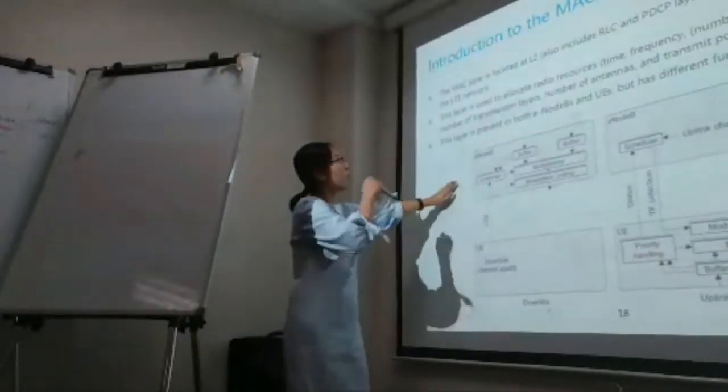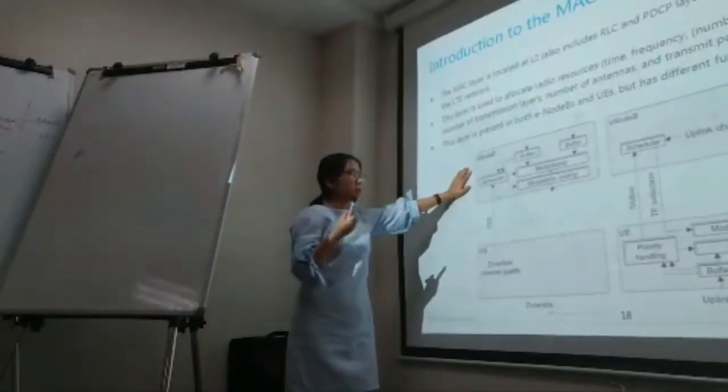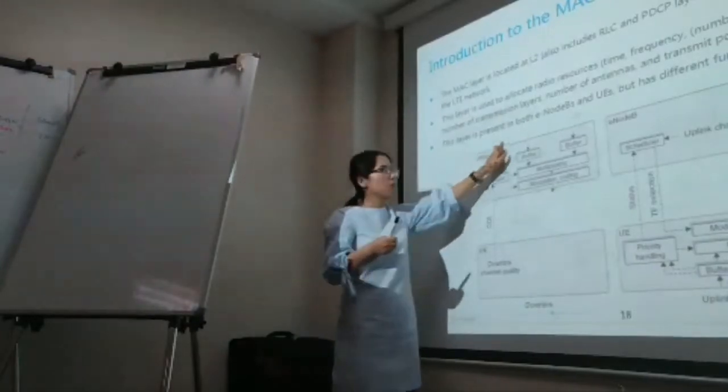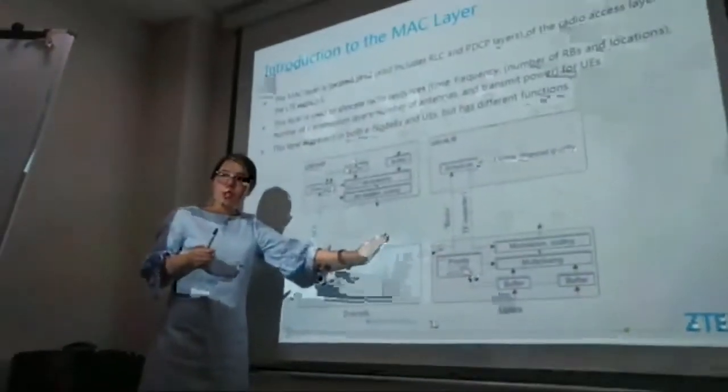So this layer, the MAC layer, will first schedule the UE information, schedule the information from this layer. Okay, now we read this picture.